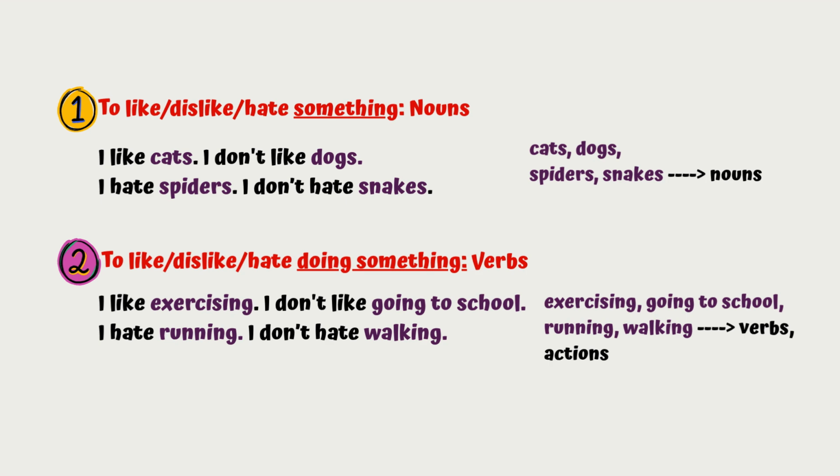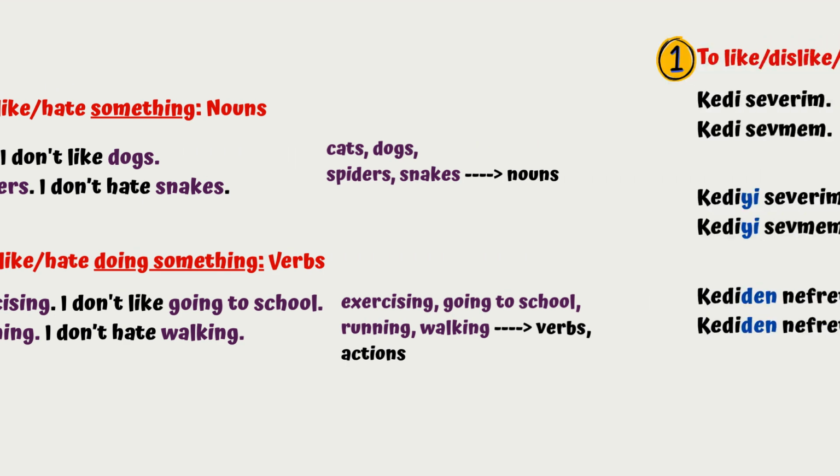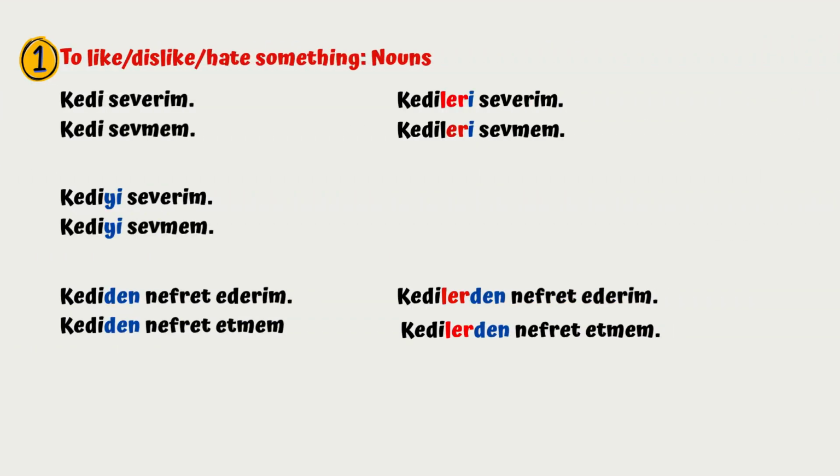So let's start from the first one. We're going to say I like or I don't like, or I hate, I don't hate something, and we're going to use nouns. So I have some sample sentences. Let's take a look at them and analyze them. So let's start from severim or sevmem, which means I like or I don't like, right? So kedi severim, kedi sevmem.